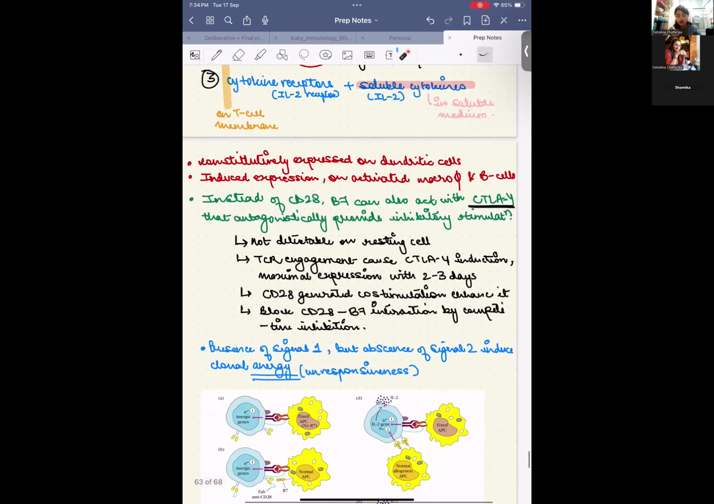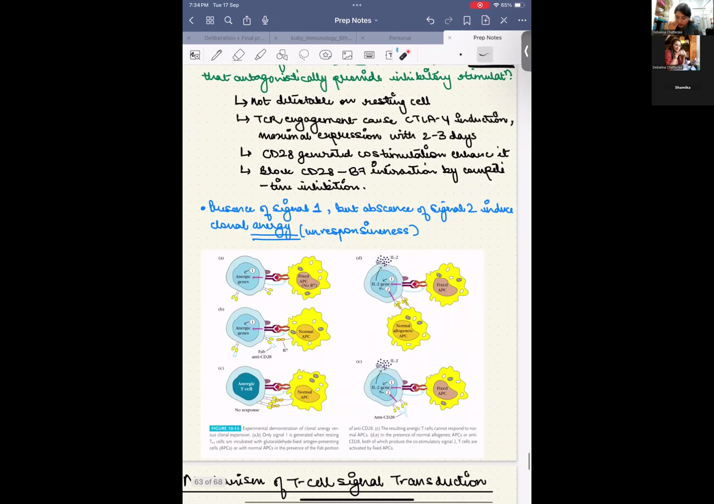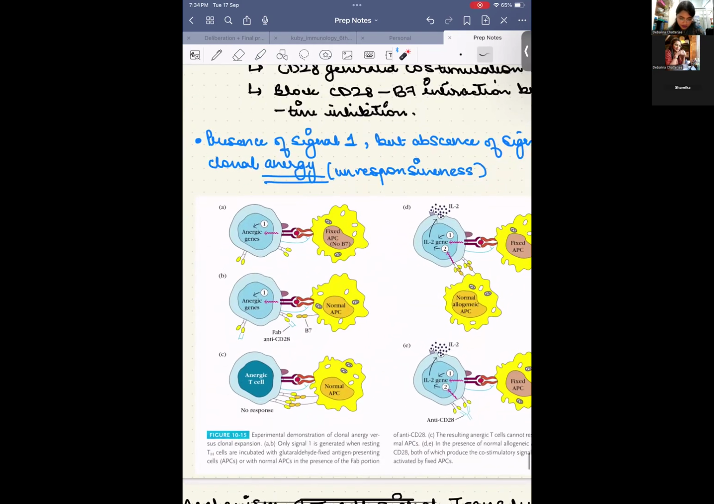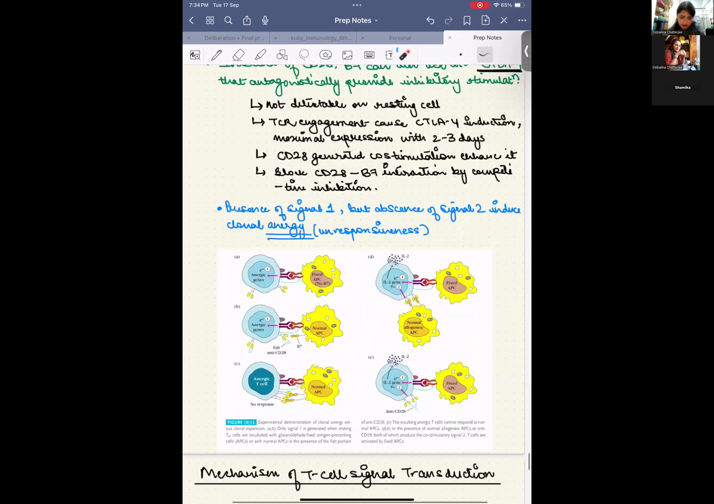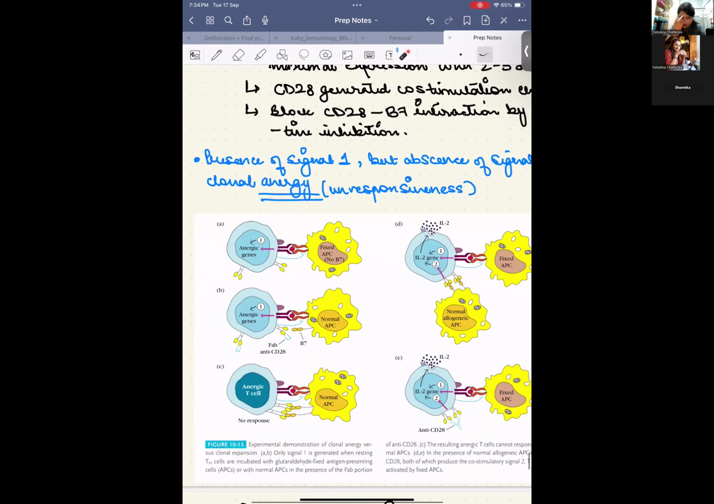This prevents the unwantedly prolonged immune response of your T cells. Now, again, here is an experimental way by which people have understood this. Since we saw that TCR engagement causes the induction of CTLA4, right? This is not something very important, but just try and understand it.